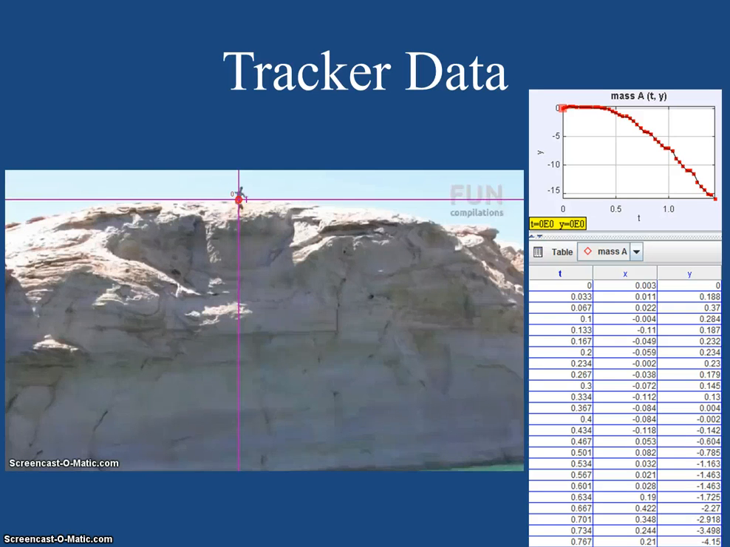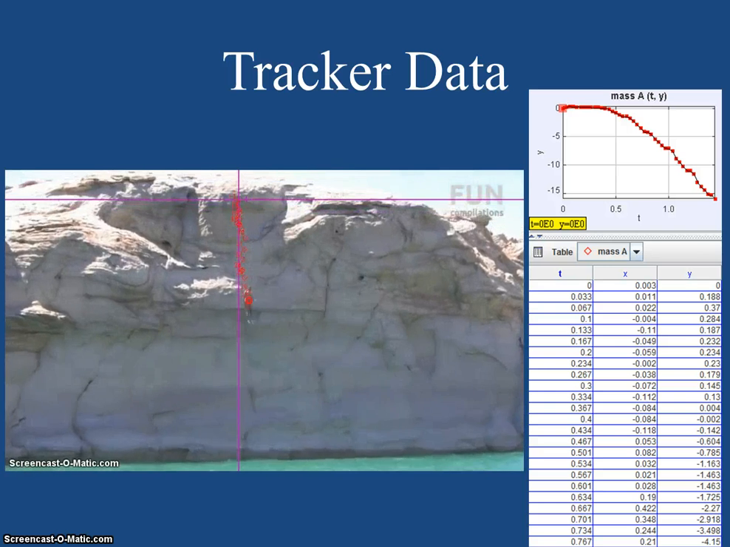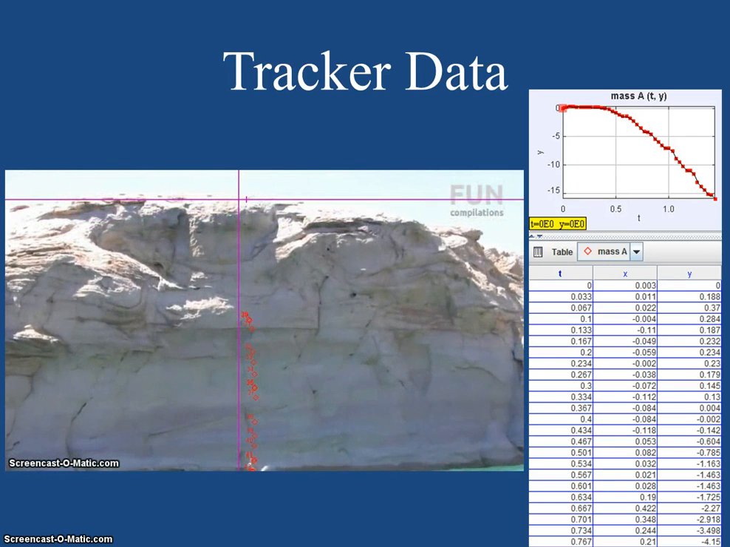The data that was extracted from Tracker is shown on the right. Only the time t and y column were used in graphing the observed model. The graph of just the observed model is shown above the data points. The clip on the left illustrates how the data points were collected from the original video.